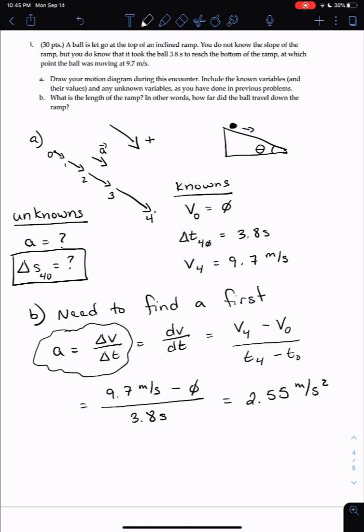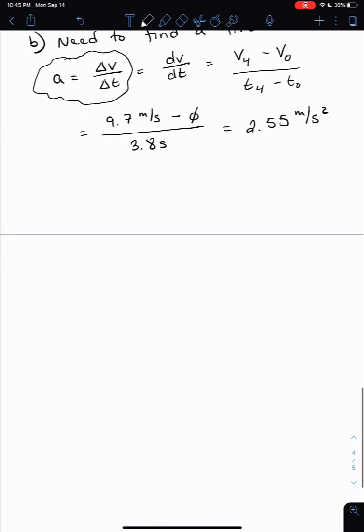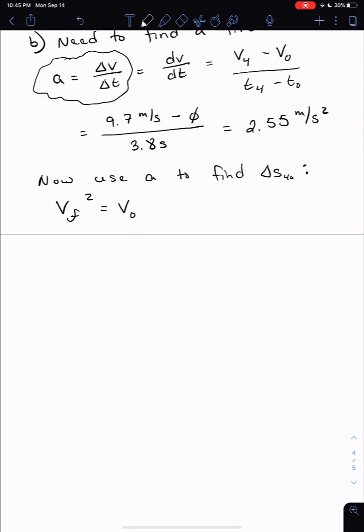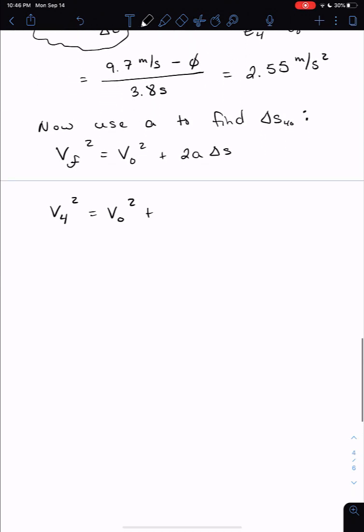Now that I know what my acceleration is, I can use one of my other kinematic equations to figure out what this overall distance happens to be. So I'm going to use the acceleration to find the delta s that I'm interested in. I'm going to use the kinematic equation that looks something like: the final velocity squared is equal to the initial velocity squared plus 2 times the acceleration times the distance traveled. I'm going to switch this into the notation that I'm using here. So this one would be v sub 4, the velocity at position 4, equals v0 squared plus 2a delta s subscript 4 0.